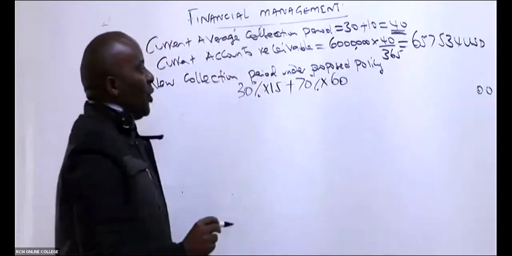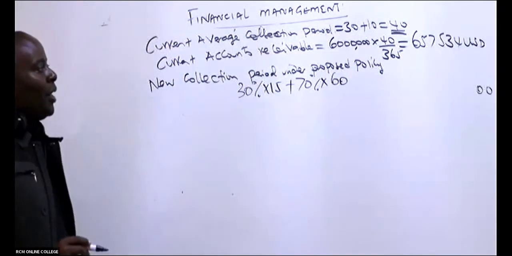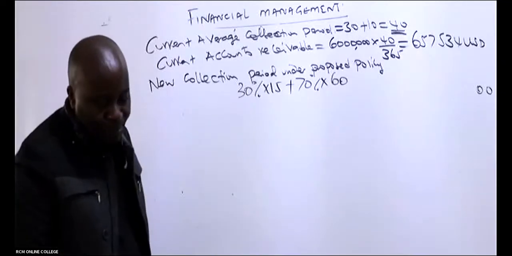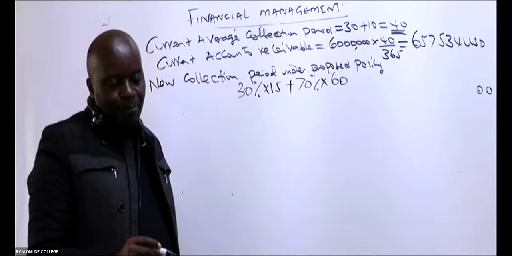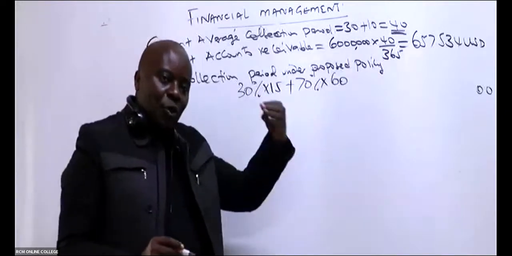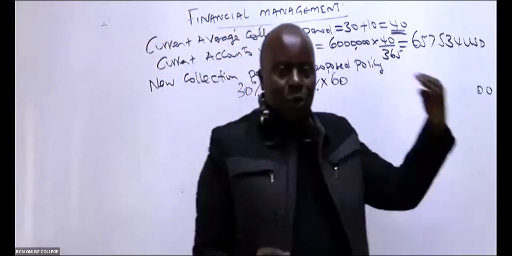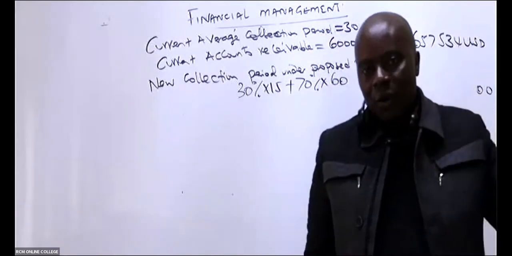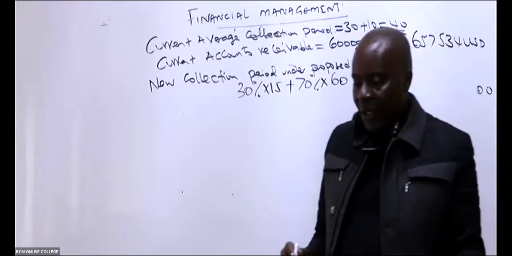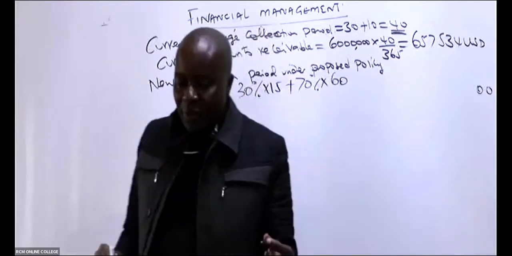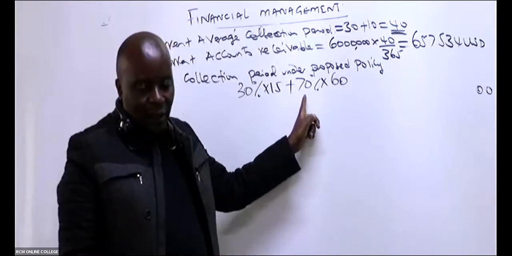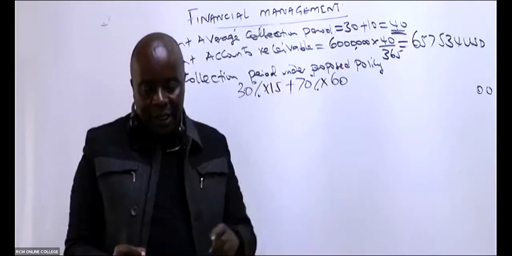So then we have, ladies and gentlemen, the new collection period under the proposed policy. Because 30% are going to adhere to this rule, and they pay within 15 days. But the other 70% will pay in 60 days. So can somebody give me this number?